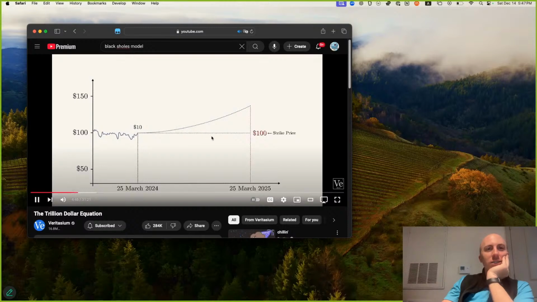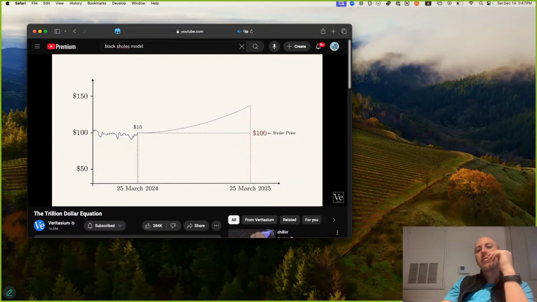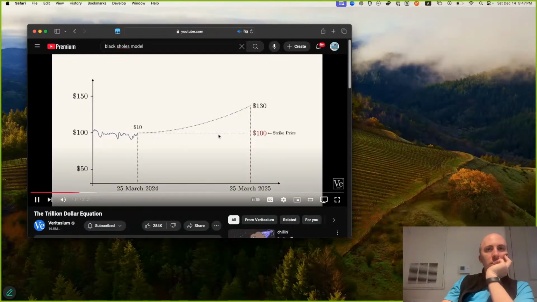To keep things simple, we'll stick to European options. So if in a year the price of Apple stock has gone up to $130, you can use the option to buy it for $100 and then immediately sell the shares for $130. After you take into account the $10 you paid for the option, you've made a $20 profit.